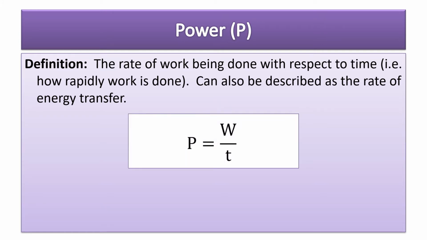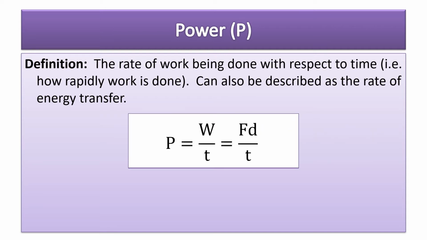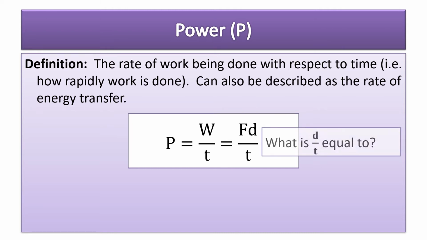So the definition for power, the rate of work being done with respect to time, gives us this formula. It's just the work divided by the time. But what is work equal to? Do you remember from the previous lessons? W is equal to FD. So instead, you could say the power is equal to the force times the distance divided by time. Distance divided by time, or displacement divided by time.